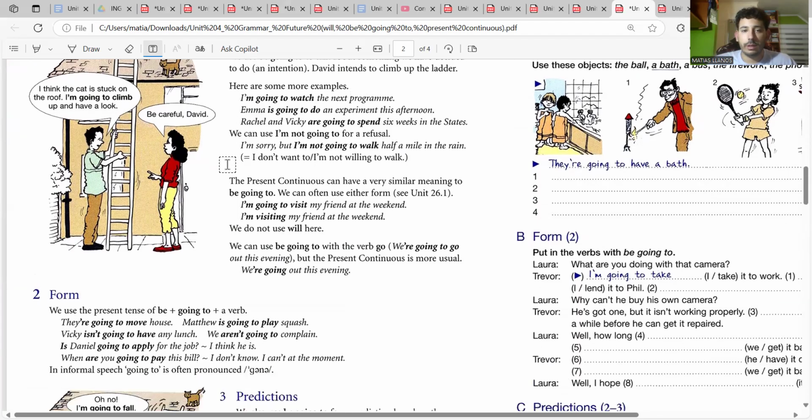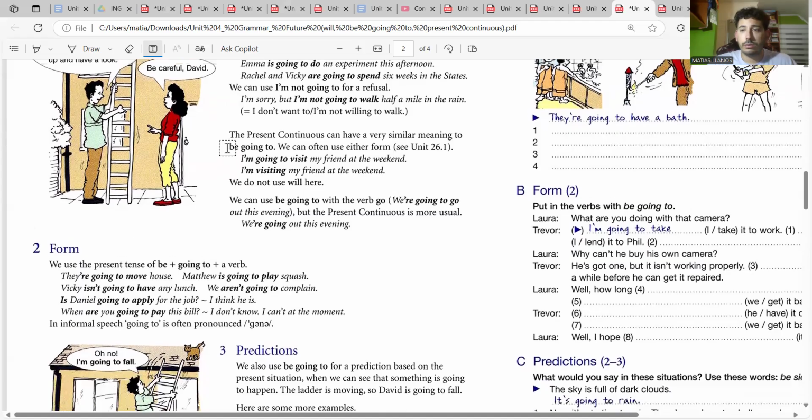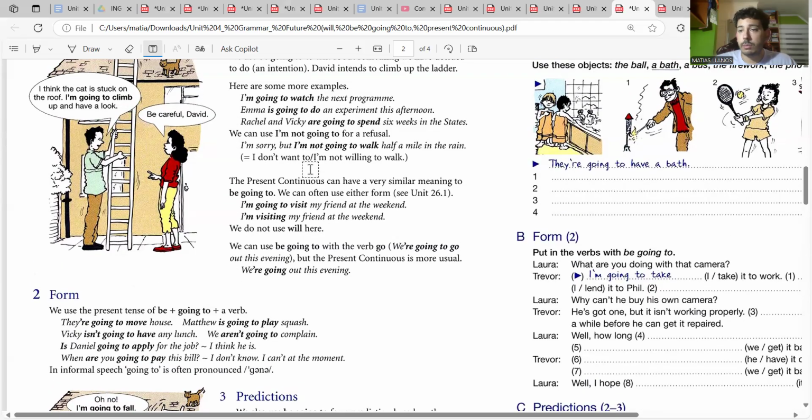Or we're going to use "not going to," the negative, for a refusal, that you won't do that. I'm sorry, but I'm not going to walk half a mile in the rain because I don't want to, or I'm not willing to walk.